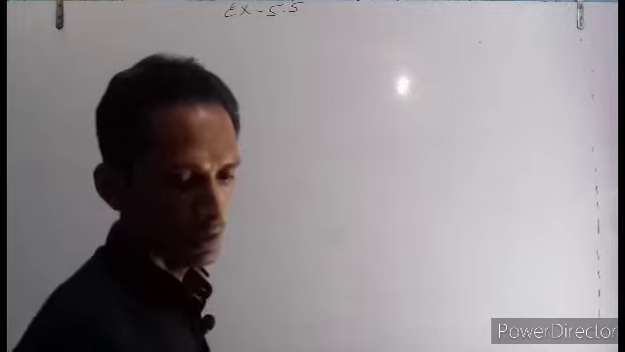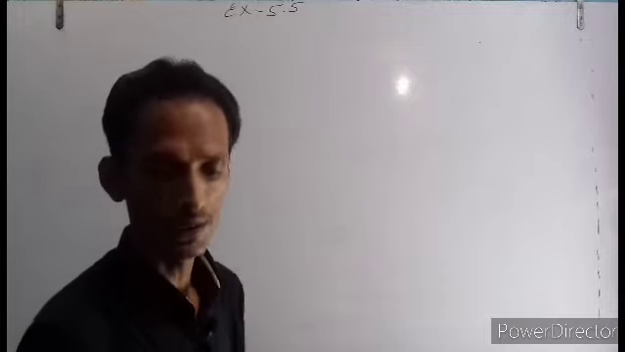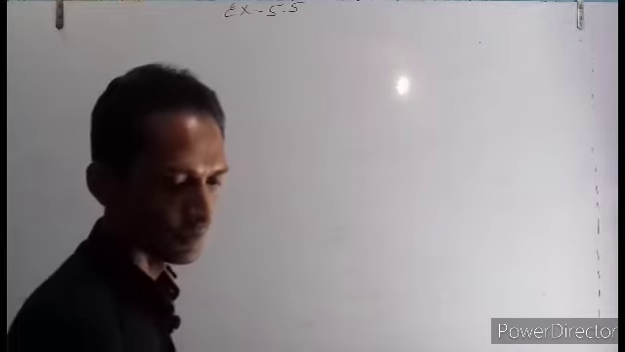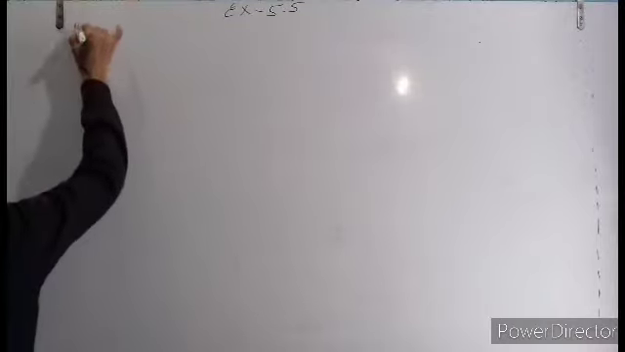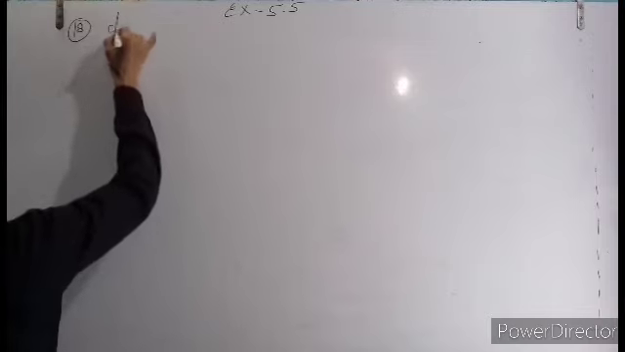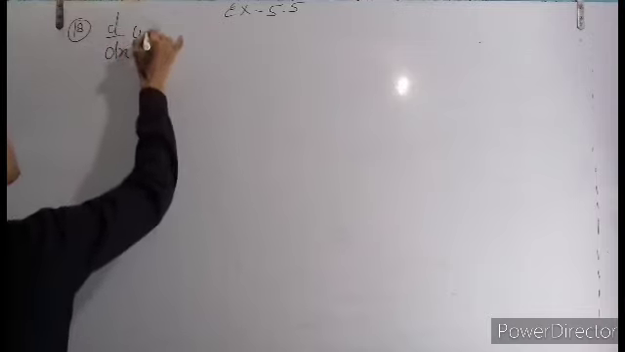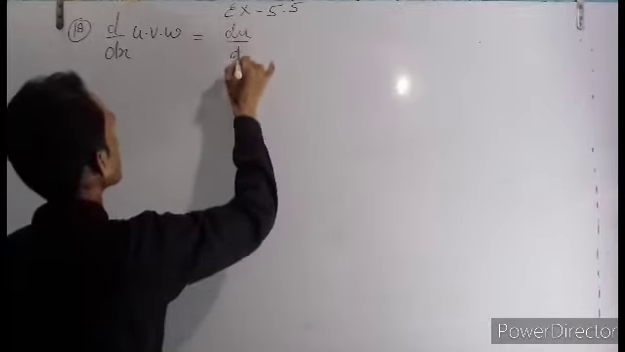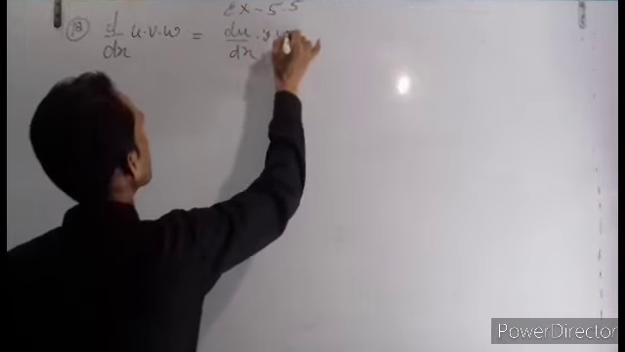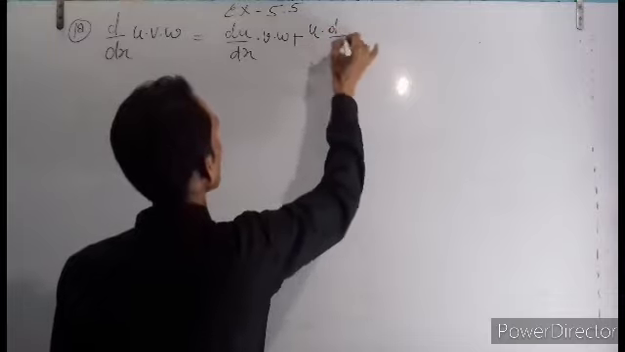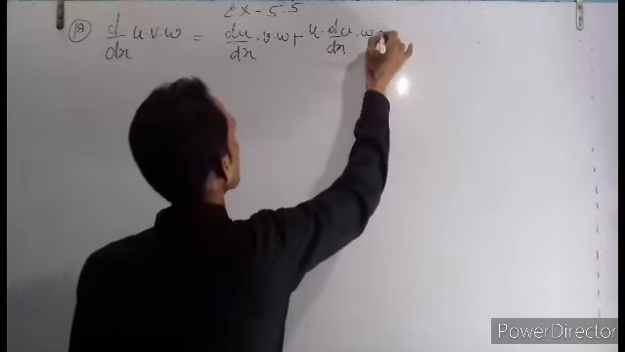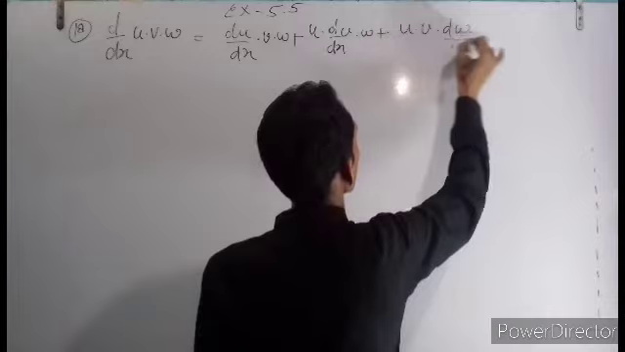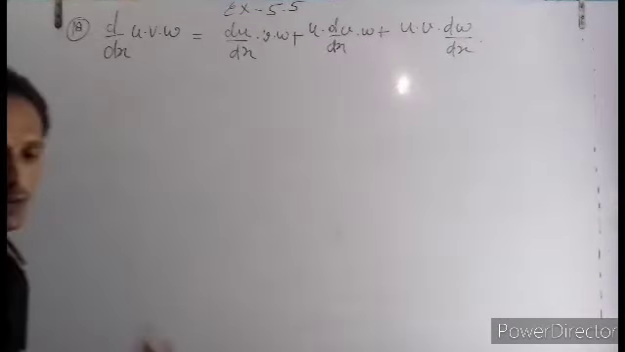Question 18 is given to you. If u, v and w are the functions of x, then show that the derivative of u into v into w is equal to du by dx into v into w plus u into derivative of v into w plus u into v into derivative of w with respect to x. You have to prove this one.